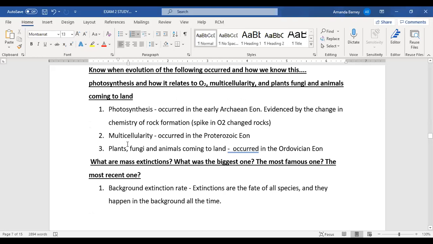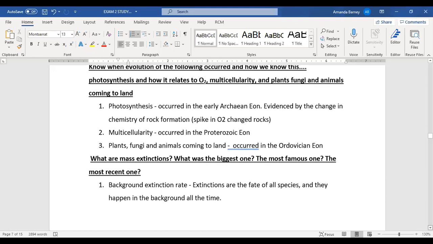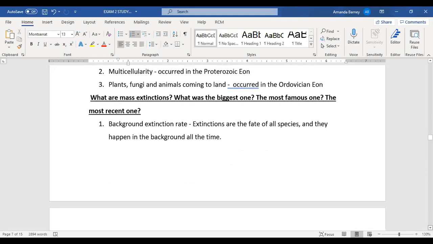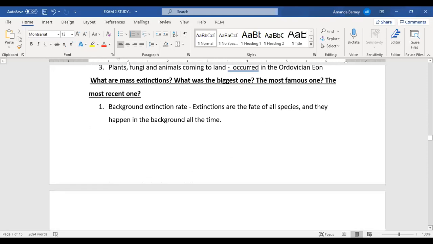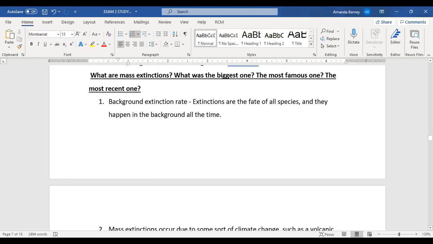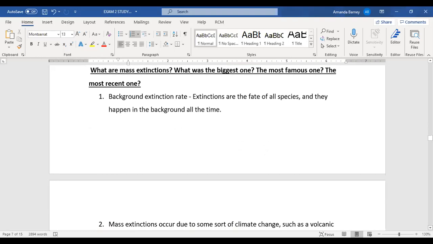And then the multicellularity, he just wanted us to see that this happened in this era, and then our eon, and then plants and fungi, and then animals coming to land occurred in the Ordovician. Hope I said that right. And then he talked a lot about the extinction. This one is important when you think about species filling niches.